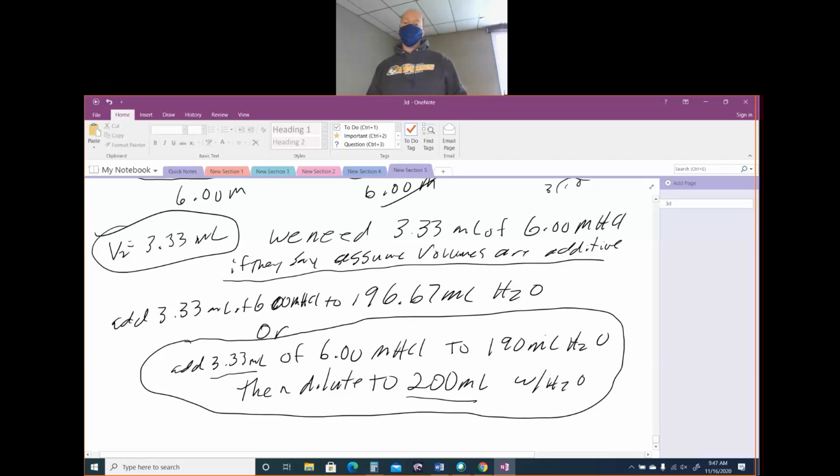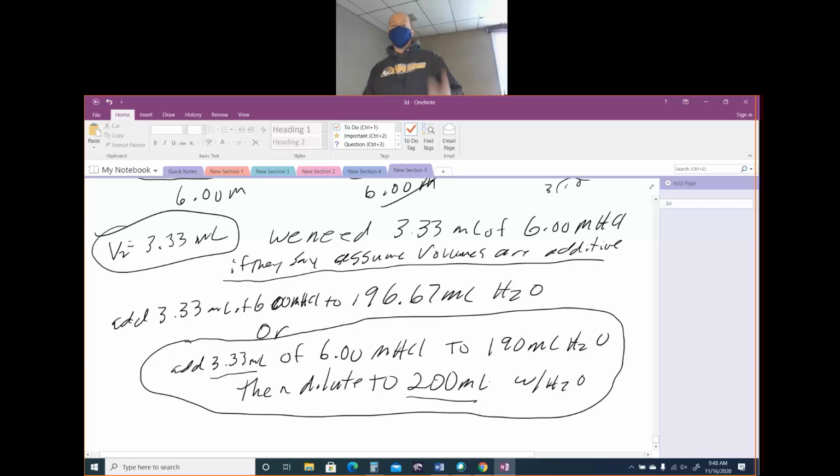Always add acid to the water. I am extremely confident that if I add 3.33 mL of 6 molar HCl to 190 mL of water, it's not going to go over 200. You of course wouldn't say add it to 200 mL of water, because now you're at 203.33.